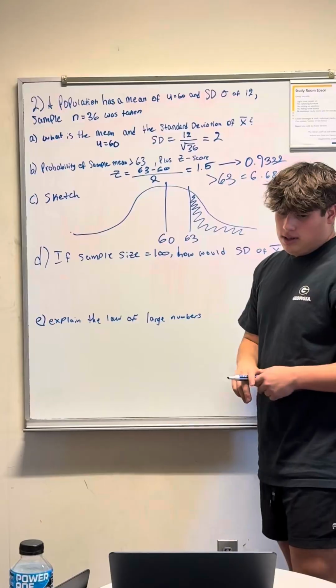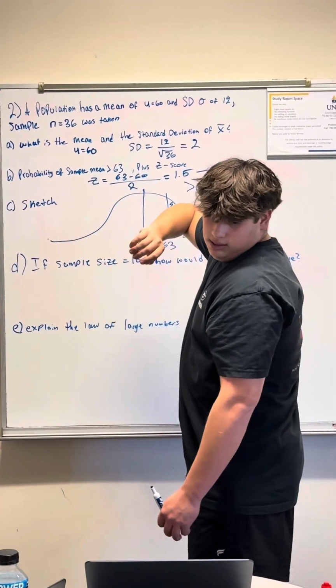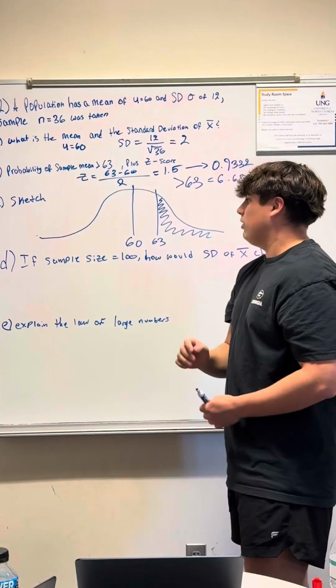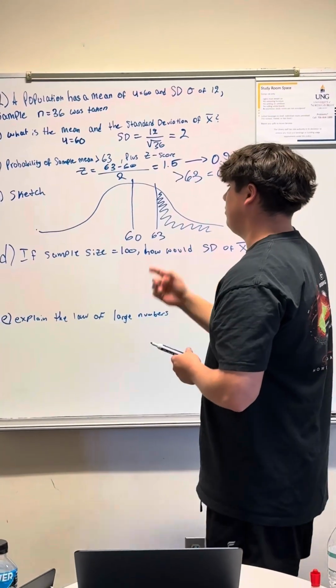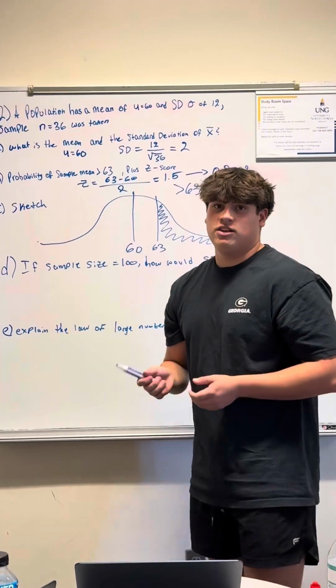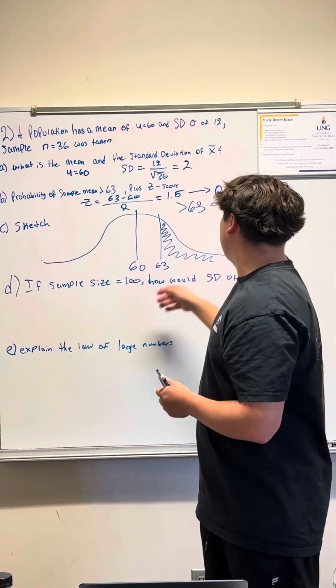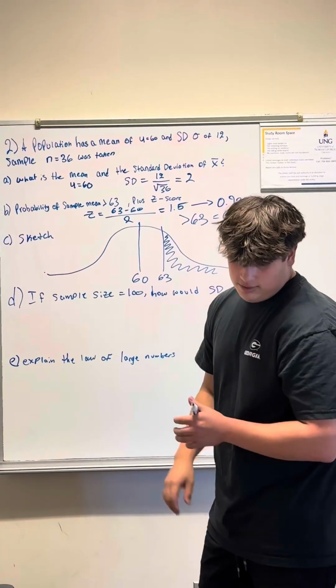And so that leads us to the central limit theorem. Basically, even though the population isn't normal, the sample mean is still going to be normally distributed if n is large enough.